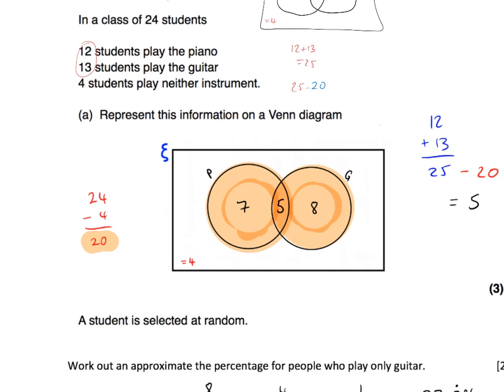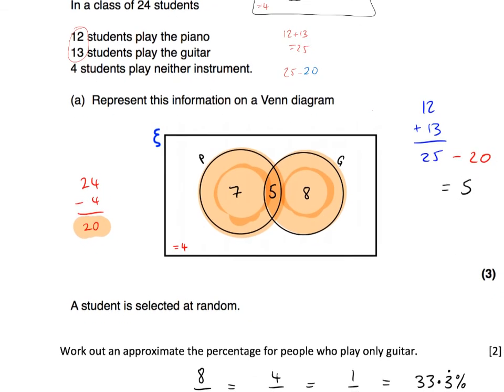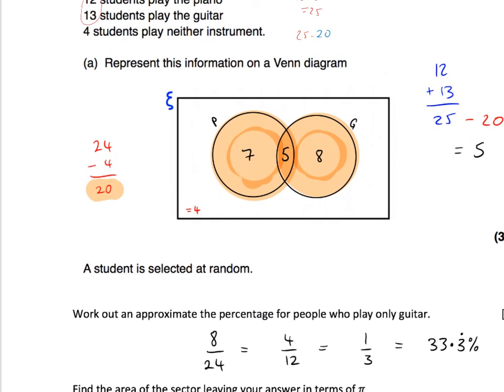It says a student is selected at random, work out an approximate percentage of people who play only guitar. The people who only play guitar are the people in this bit here. Now the best way to answer that is to say it's going to be 8 out of 24. Now I was going to try and turn that into something out of 100, but then I realised that this fraction actually just keeps on cancelling down really nicely.